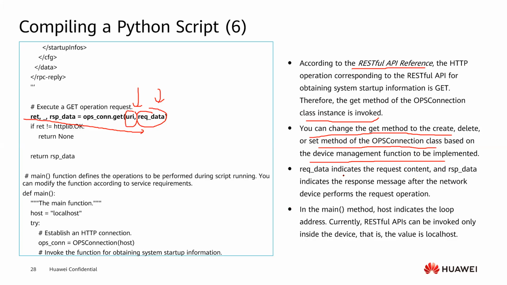So request data indicates the request content, and receipt data indicates the response message after the network device performs the request operation. In the main method, host indicates the loopback address. Currently, the RESTful API can be invoked only inside the device, which means the value is localhost. Currently, you can just run the OPS function on the local device.